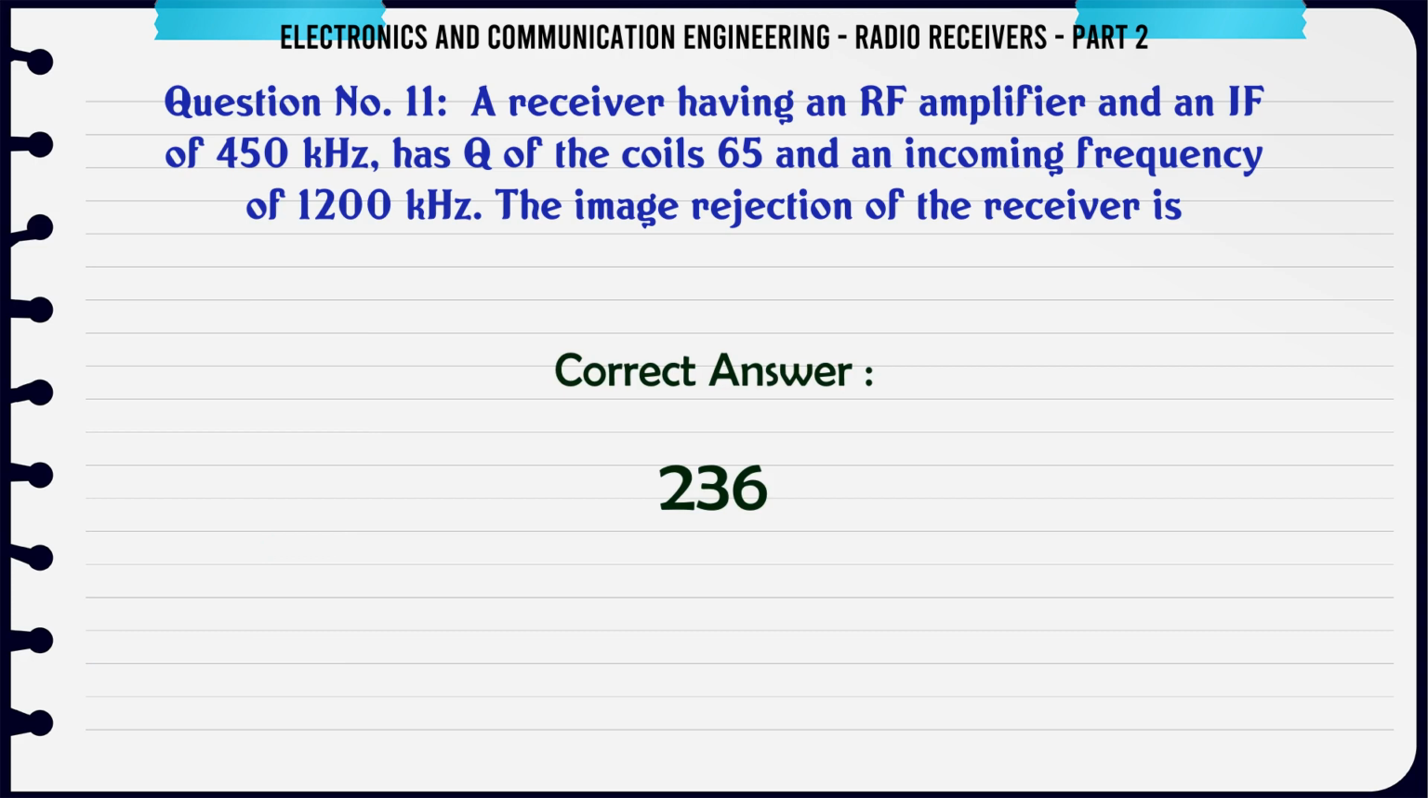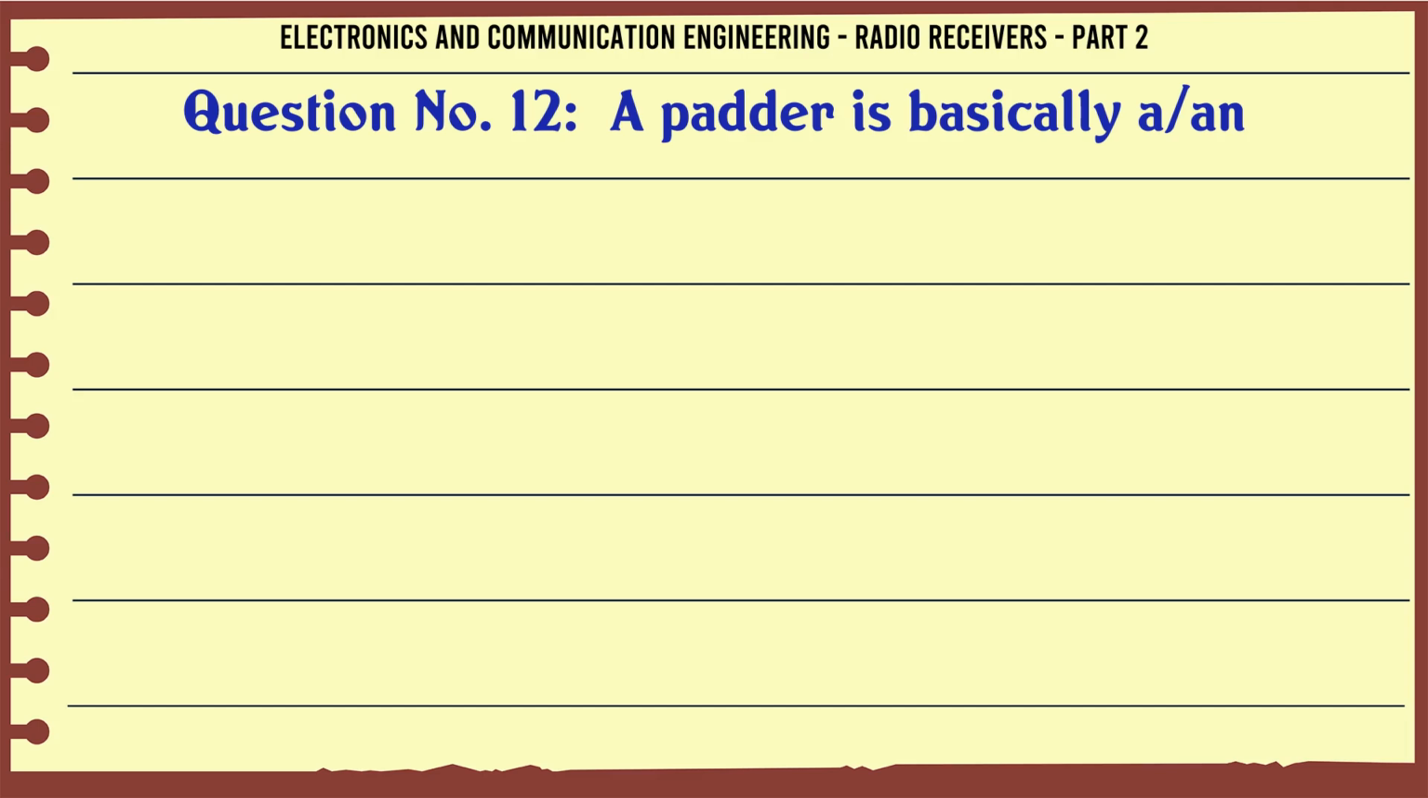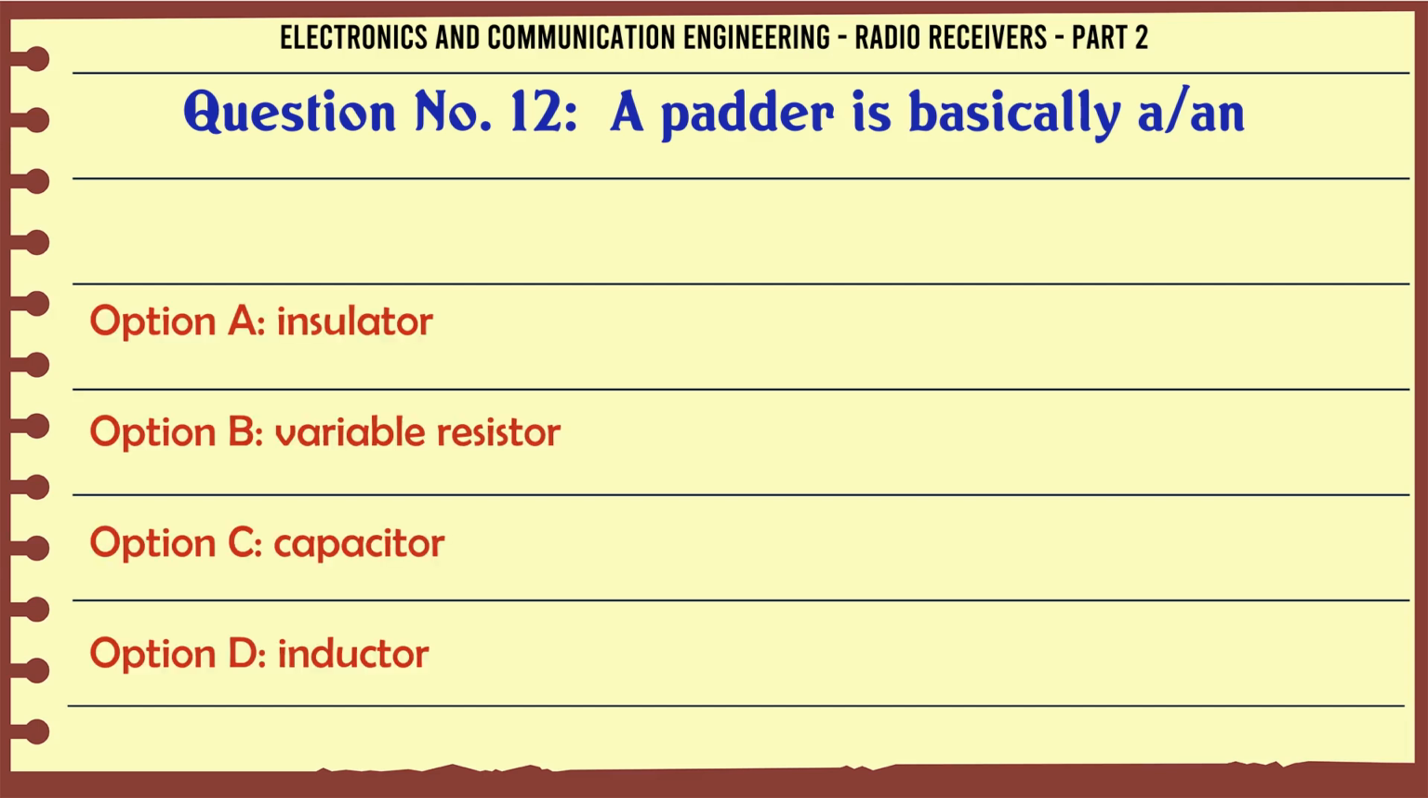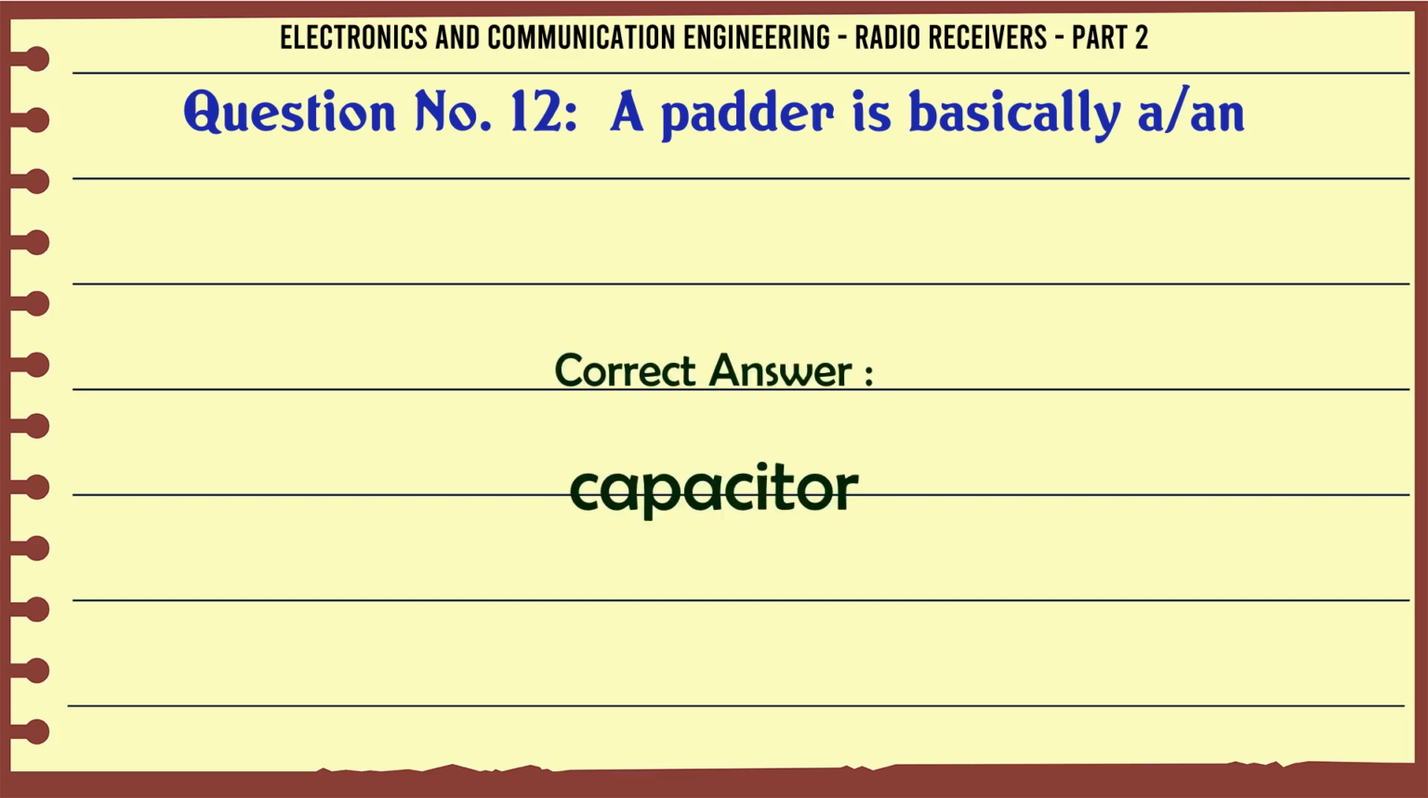236. A trimmer is basically: A. Insulator. B. Variable resistor. C. Capacitor. D. Inductor. The correct answer is capacitor.